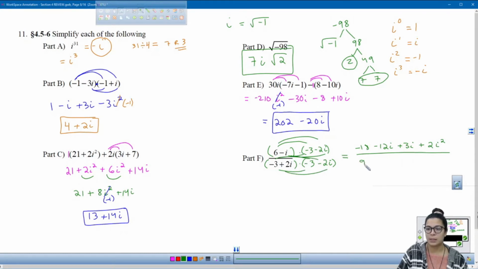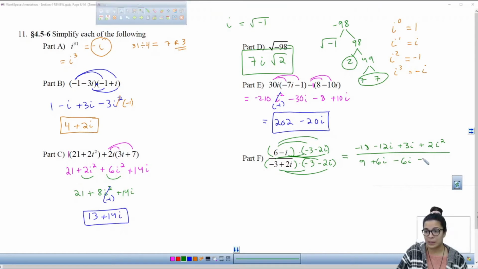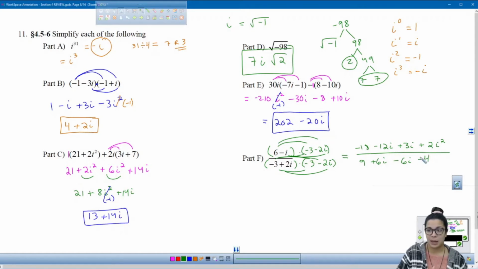-3 times -3 is 9. -3 times -2i is 6i. 2i times -3 is -6i, and 2i times -2i, +2 times -2 is -4, i times i is i squared.